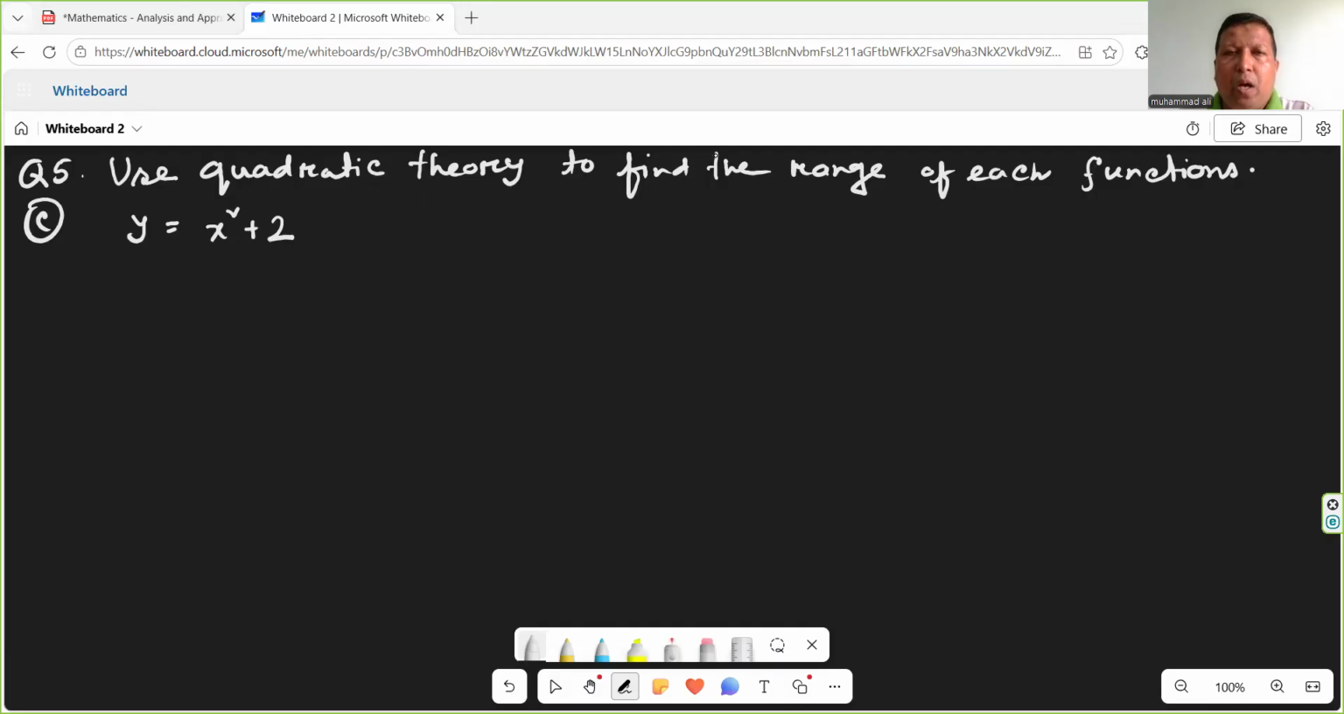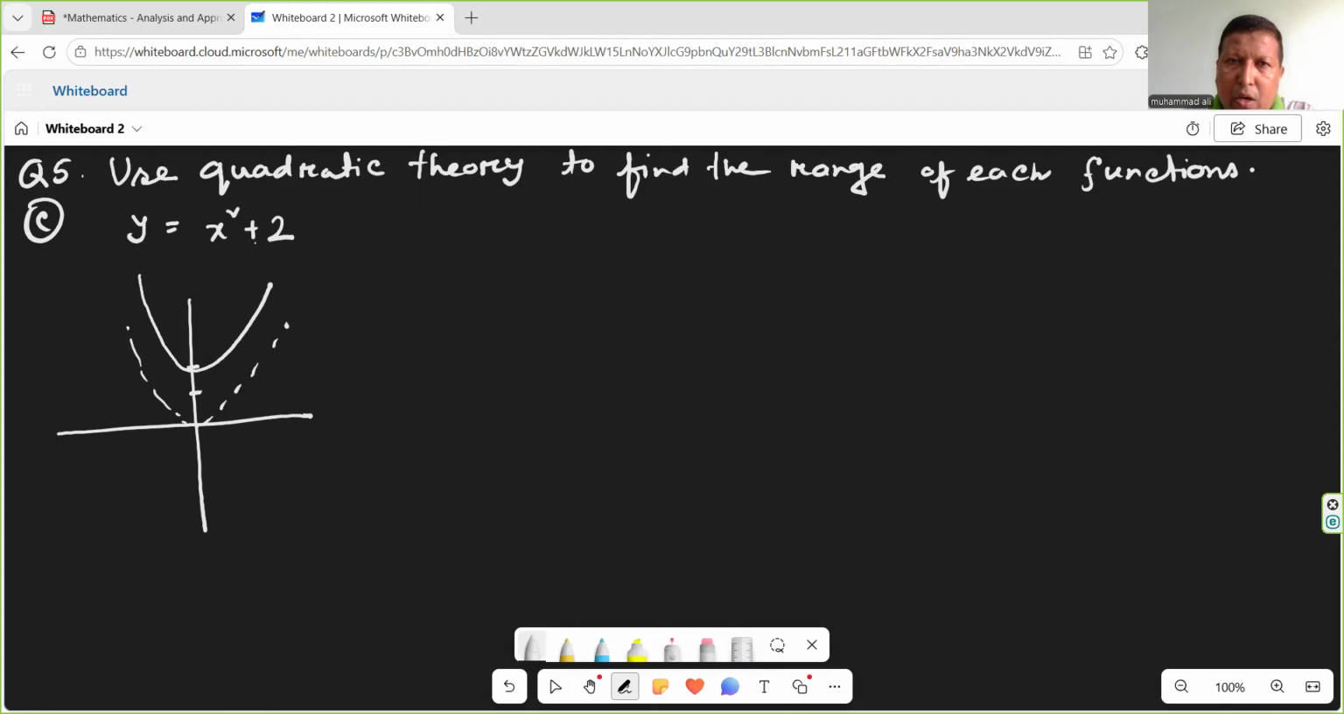Number 3, find the range of each function. That means y equals x squared plus 2. If we sketch this curve, it is definitely U-shaped, and plus 2. That means y equals x squared passes through 0, 0. When we add plus 2, definitely it will pass through plus 2. So this curve shape will be y equals x squared plus 2. The curve shape will be like this. It passes through the point 0, 2.